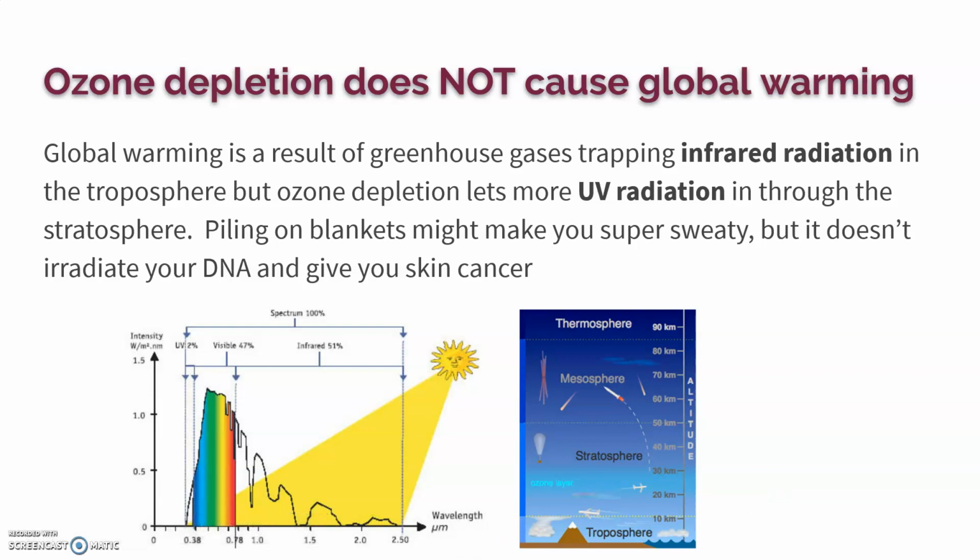So there are different issues. The way you can think about it is if you put a whole bunch of blankets on, you get warm. If you keep on putting on blankets, for example, as we are increasing the amount of carbon dioxide, you're going to get more warm and sweat more, but all that heat's not irradiating your DNA and giving you skin cancer. So they're different issues. If you had a higher exposure to UV radiation, yes, that would give you skin cancer, but that's not the case.